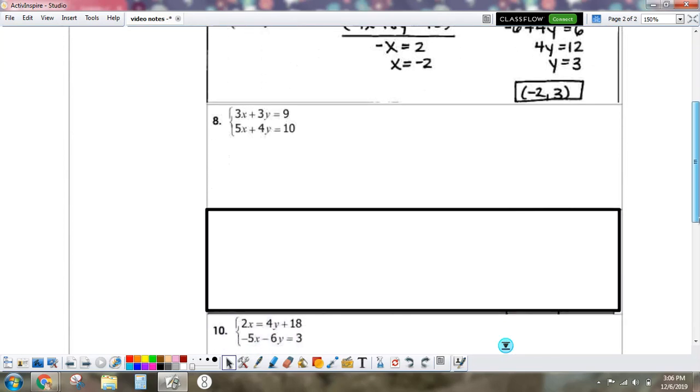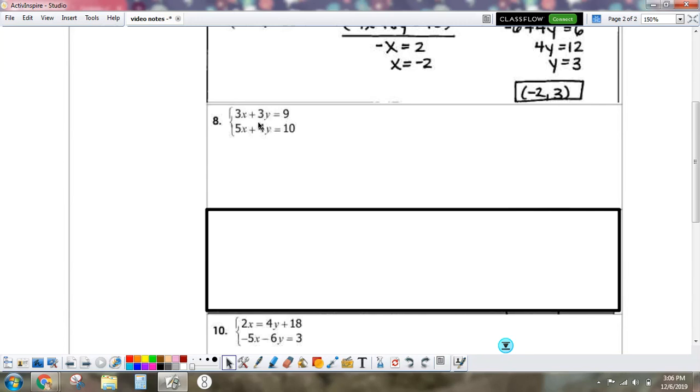All right, so number 8 is a little different. As you can see, I've got 3x and 5x, and I've got 3y and 4y. I can't multiply just one of those expressions or equations to get the other equation. So in this case, instead of just multiplying one equation, I have to multiply both equations. Now, what you're going to do is you're going to multiply by the other coefficient. So this top one, doesn't matter what we pick. I'm going to pick y to focus on. You can use x if you want.